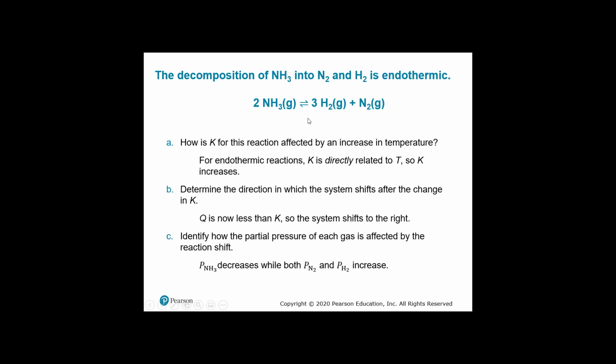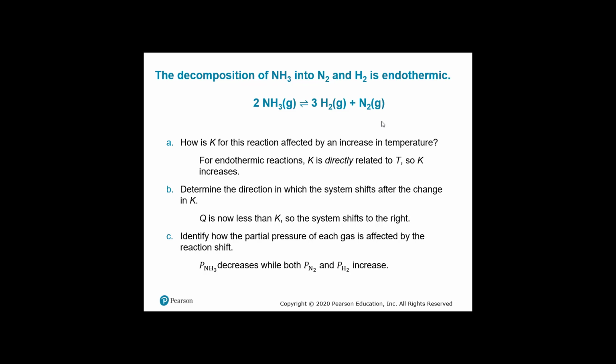If this is an endothermic reaction, the heat is on this side. But if the temperature increases, it means it's being pushed this side. And that is going to increase the K because, remember, K is directly related to T for endothermic reactions. So don't even try to think past that. Just make it simple. Endothermic reactions, K is directly related to T. So if the temperature increases, then the K is also going to increase. It's pushing it towards the products.